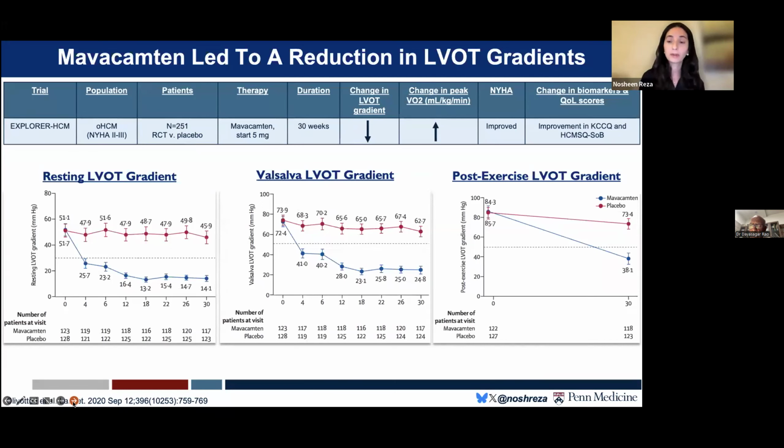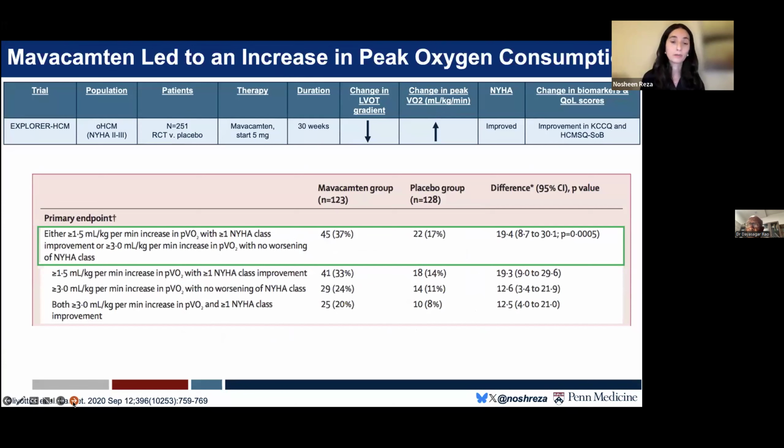In addition, the primary outcome of the trial was assessment of peak oxygen consumption, or peak VO2. Again, assessment of cardiofunctional capacity. And you can see in this study, the primary endpoint was looking at either a 1.5 mL per kg increase in the peak VO2 with an associated NYHA class improvement, or an increase of 3 milliliters per kilogram per minute in the peak VO2 without a worsening of NYHA class. And this was highly statistically significant between mavacamten and placebo.